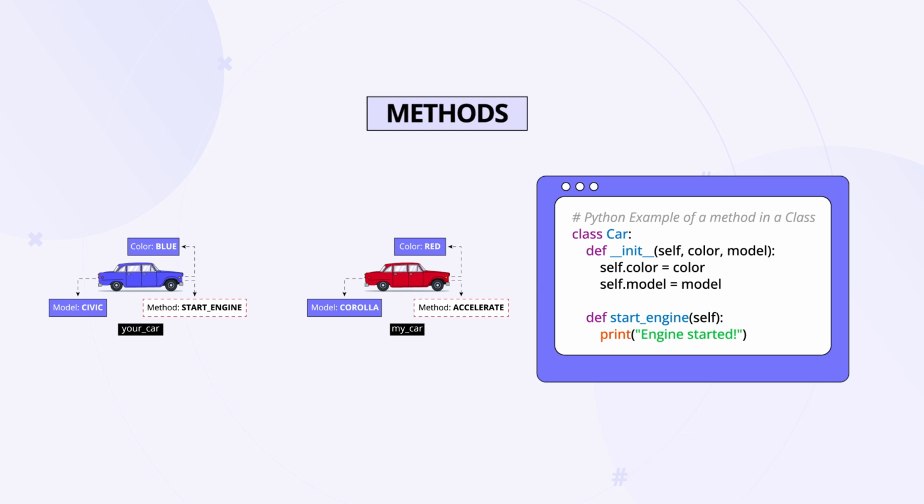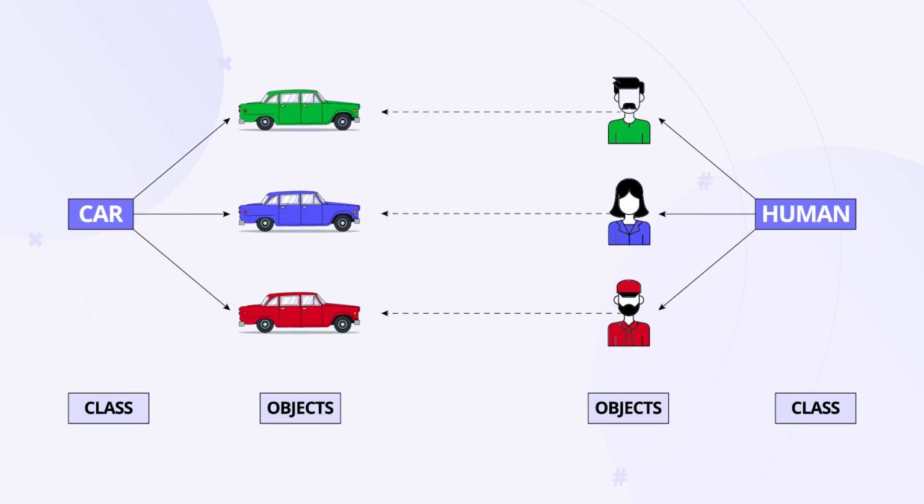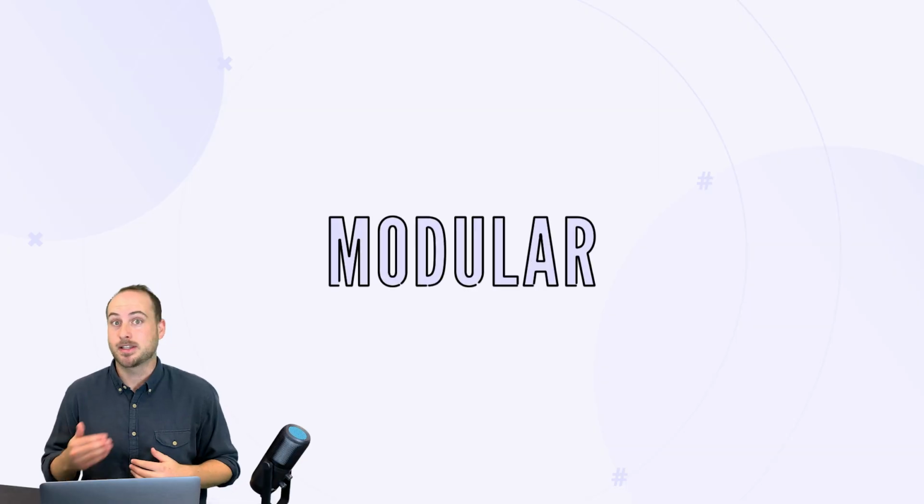Let's go back to our car example. The car class has a method called start engine. This method represents the action of starting the car's engine, which can be invoked by any object created from this class. Methods bring objects to life by enabling them to perform actions. Each object is a self-contained unit that encapsulates both data and behavior, making the code more intuitive and aligned with how we naturally perceive the world around us. Therefore, by organizing code around objects, OOP helps developers create software that is a lot more modular, scalable, and easier to maintain.